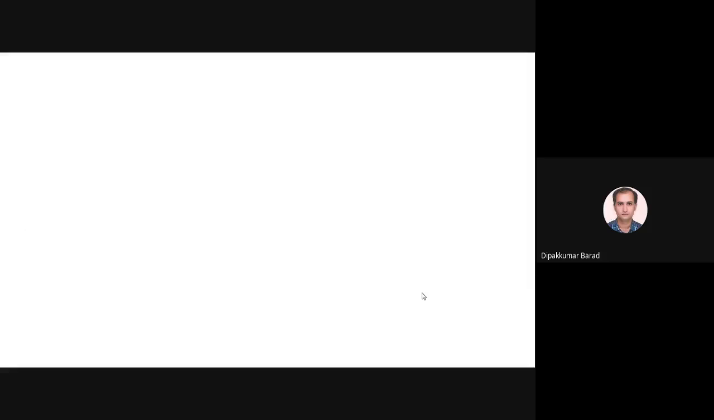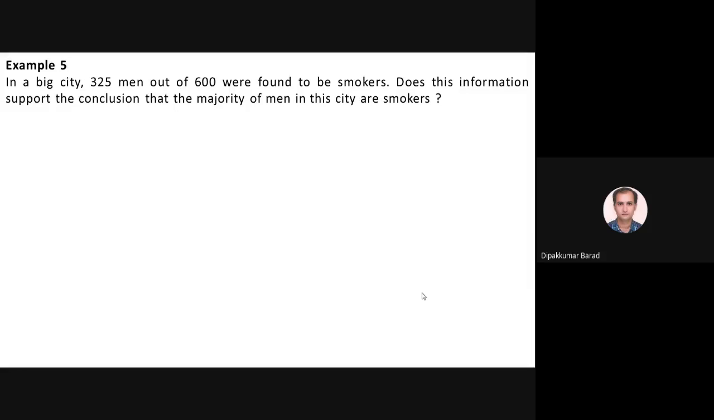Example number 5. In a big city, 325 men out of 600 were found to be smokers. So we have taken a sample of 600 people, in which 325 men were found to be smokers. Does this information support the conclusion that the majority of men in the city are smokers? Now, majority means greater than 50%. If greater than 50%, then we can say the majority of men in the city are smokers.